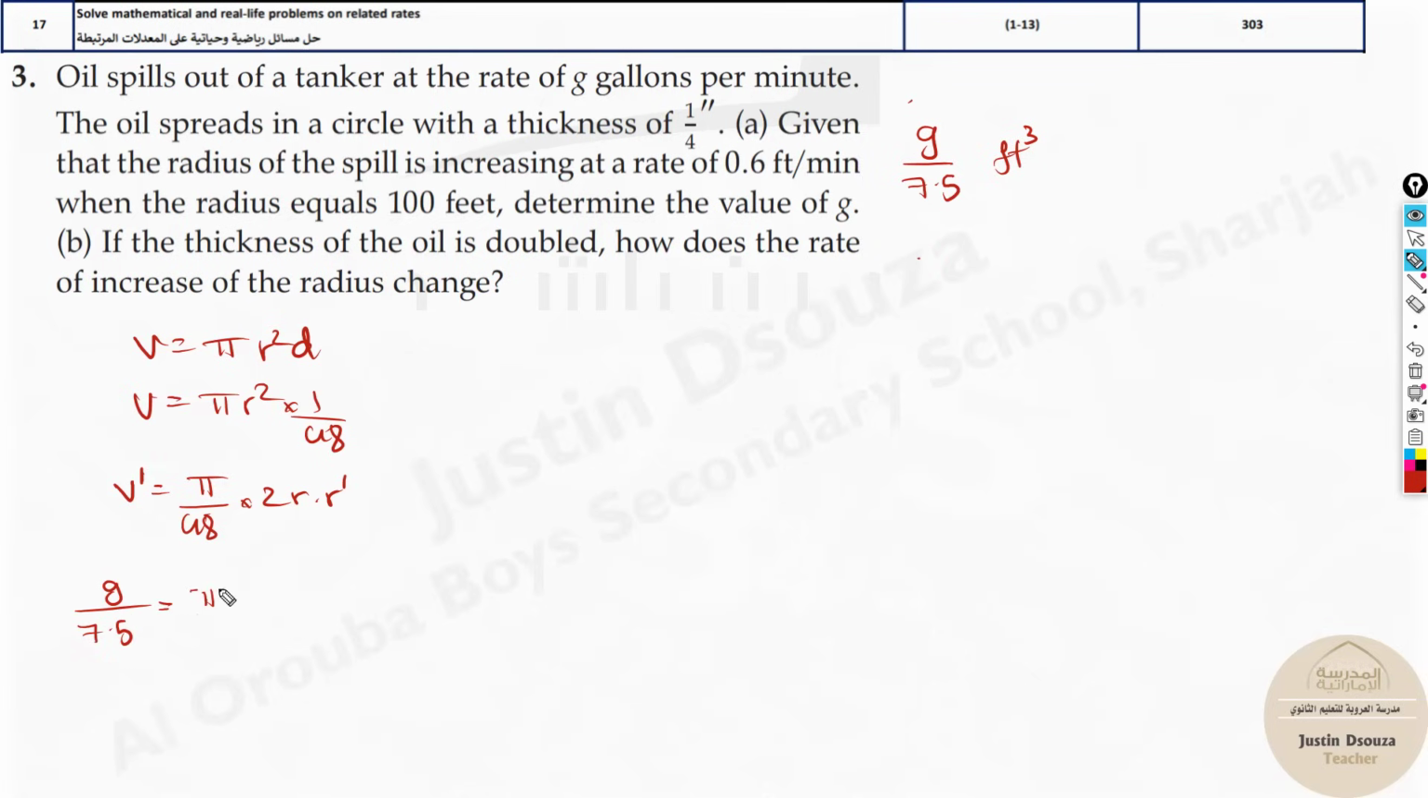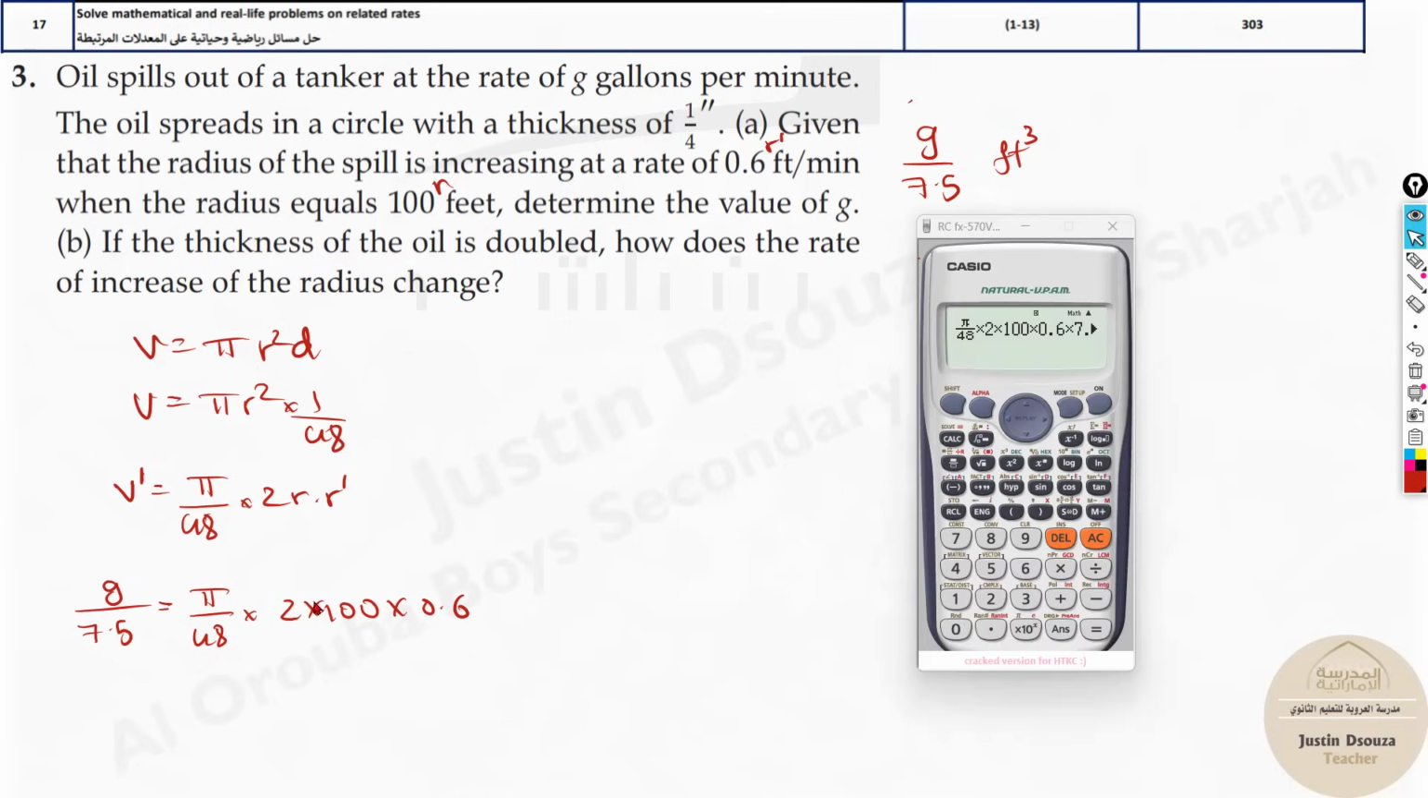That is equal to pi by 48 times 2 times, what is the R over here? Now, rate R dash is given. R dash, this is R dash. And radius is 100. So 100 times 0.6. Now you can solve this. You can take everything to the other side and solve it. Let's use our calculators and solve this. Just substitute all the values.